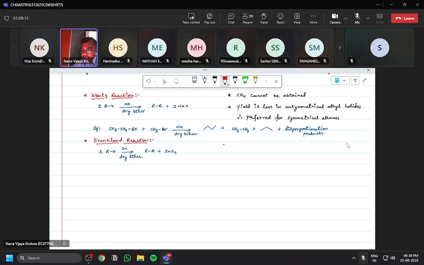Next, Fittig reaction. What is Fittig reaction? Aryl halides. Instead of alkyl halides, if I use aryl halides heated in presence of sodium and dry ether, you will get biphenyl. Wurtz-Fittig means one alkyl, one aryl. Wurtz-Fittig.